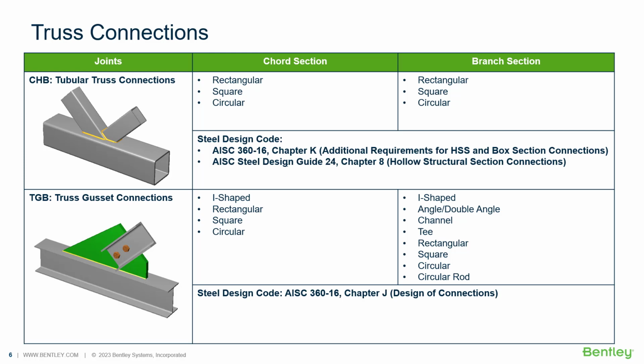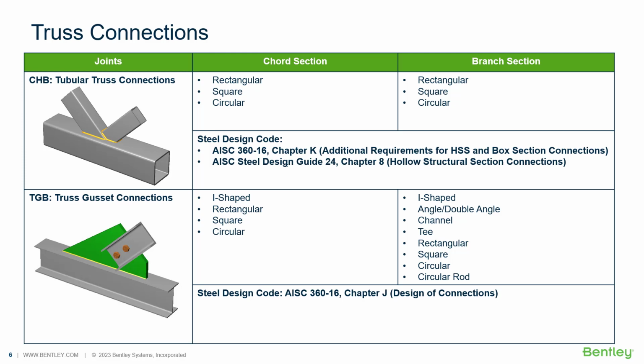When we select the AISC 360-16 specification and this type of connection, we will be looking at Chapter K. This is the additional requirements for HSS and box section connections from the specification. In addition to that, we will also be using the AISC Steel Design Guide number 24, Chapter 8. This is for hollow structural sections, basically HSS truss style connections.